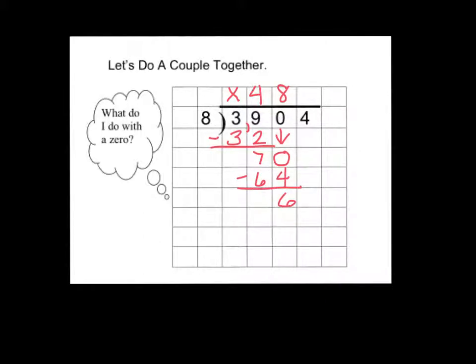And now I'm going to check. 6 is less than 8. Now I can bring down my 4. And the last part of my problem is, now I'm dividing 64 divided by 8. There are 8 groups of 8 in 64. So 8 times 8 is 64. And now I subtract, and I have no remainder. So the answer to my question, 3,904 divided by 8, is 488, with no remainder.